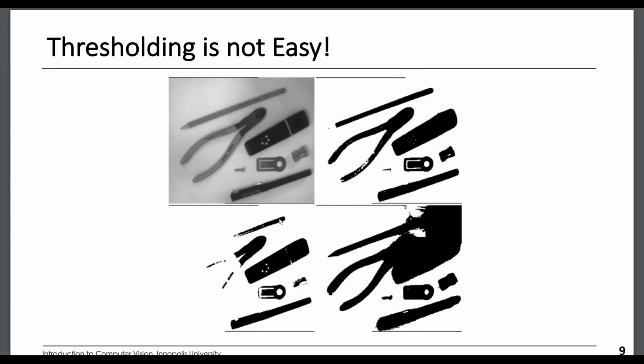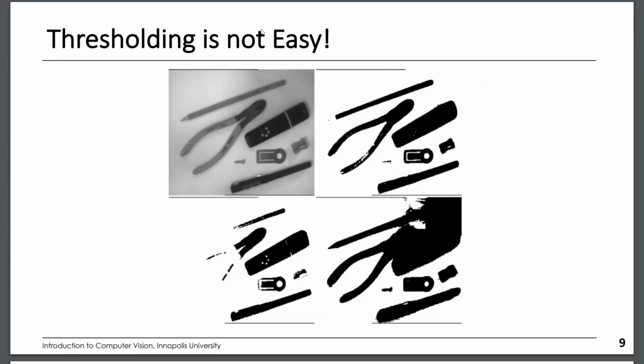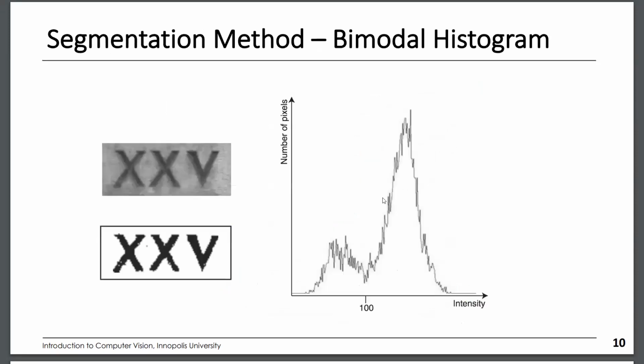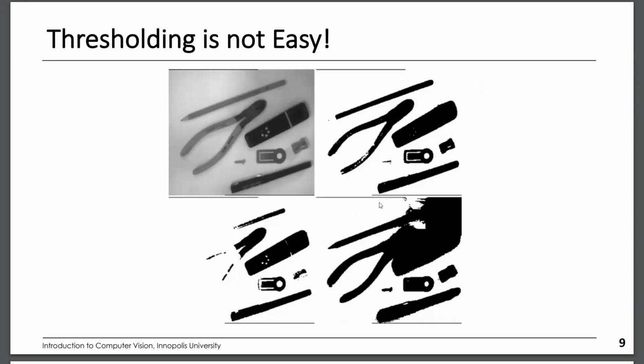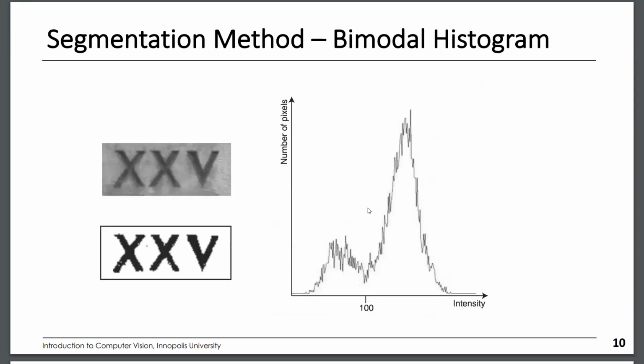Meaning, finding the best value for thresholding is not an easy task. And in some cases, even the perfect value, as we have seen here, gives a lot of problems. So there's no such thing as the optimal or the best thresholding method. But I think the most logical technique is the following.